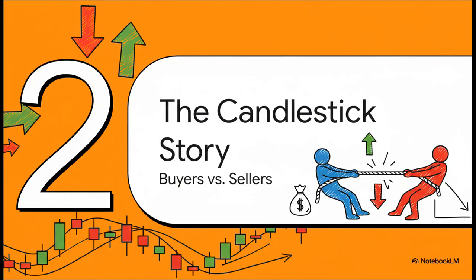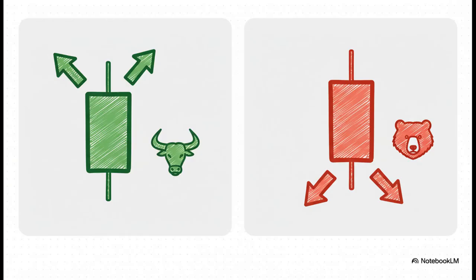Okay, let's zoom in a bit. If the whole chart is the storybook, then each of these little candlesticks is a single word. And every single word tells the tale of a fierce tug of war between 2 sides. You've got the buyers, who are trying to pull the price up, and the sellers, who are trying to drag it back down. And this story is basically told in just 2 colors.